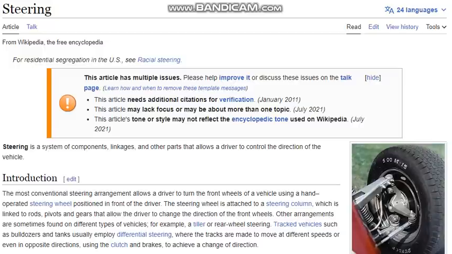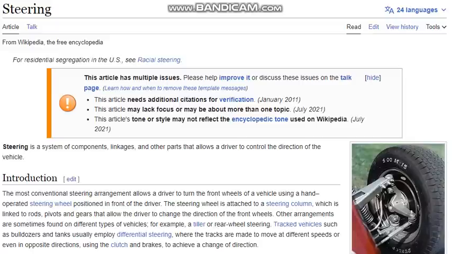The most conventional steering arrangement allows a driver to turn the front wheels of a vehicle using a hand-operated steering wheel positioned in front of the driver. The steering wheel is attached to a steering column which is linked to rods, pivots, and gears that allow the driver to change the direction of the front wheel.